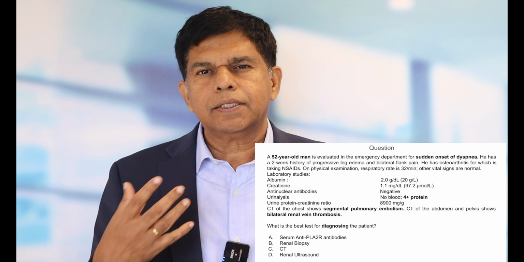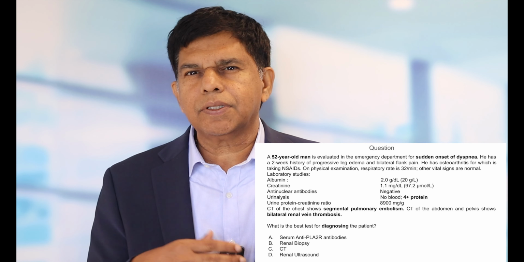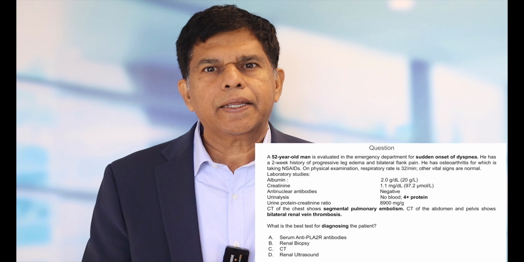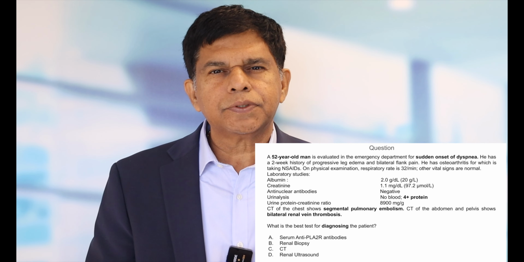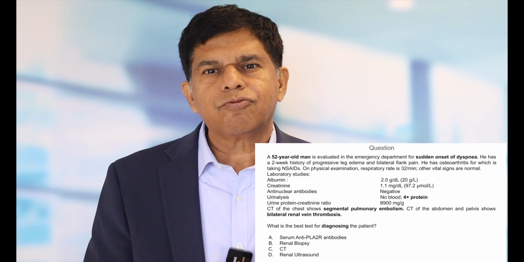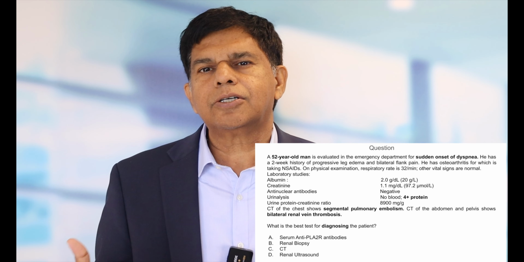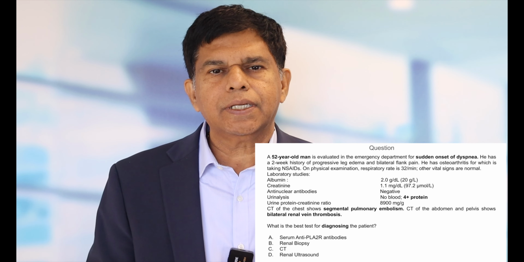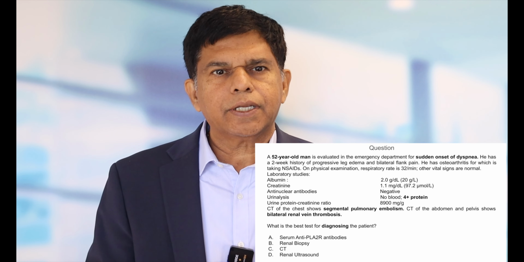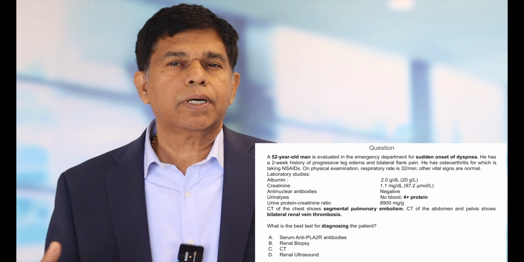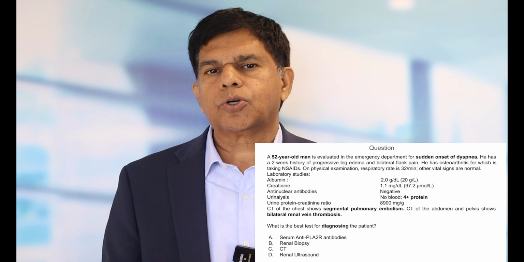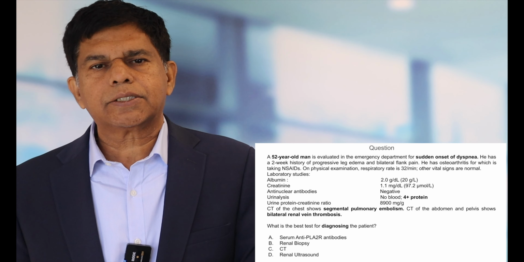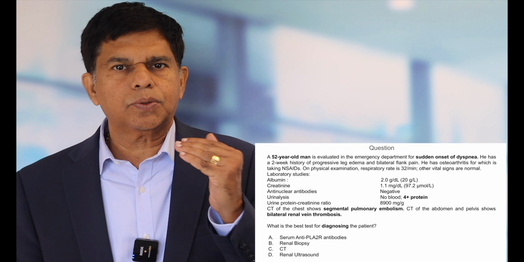Okay? So you got a question. A 52-year-old man came with sudden onset dyspnea, and this patient was taking NSAIDs, and the vital signs were stable. Albumin is low, and then 4+ protein, right? A large amount of protein, that's the key, and urine protein creatinine shows 8,900. CT of the chest shows segmental pulmonary embolism, and CT scans show renal vein thrombosis. So what is the best test for diagnosing this patient? That's the question.